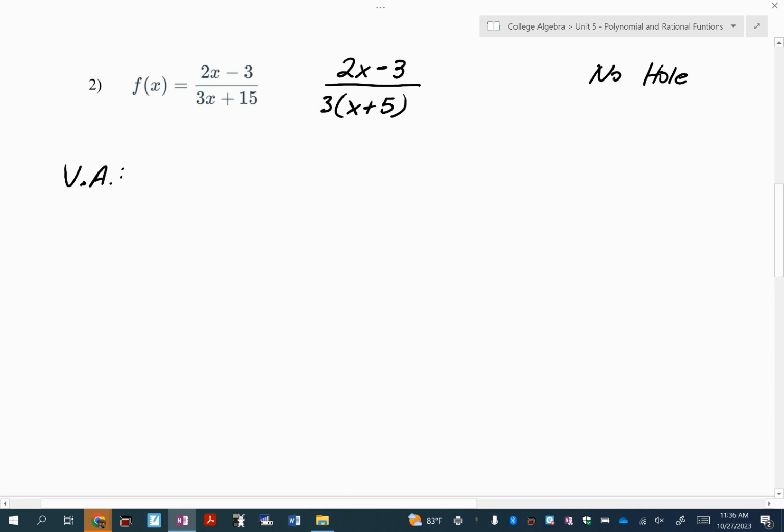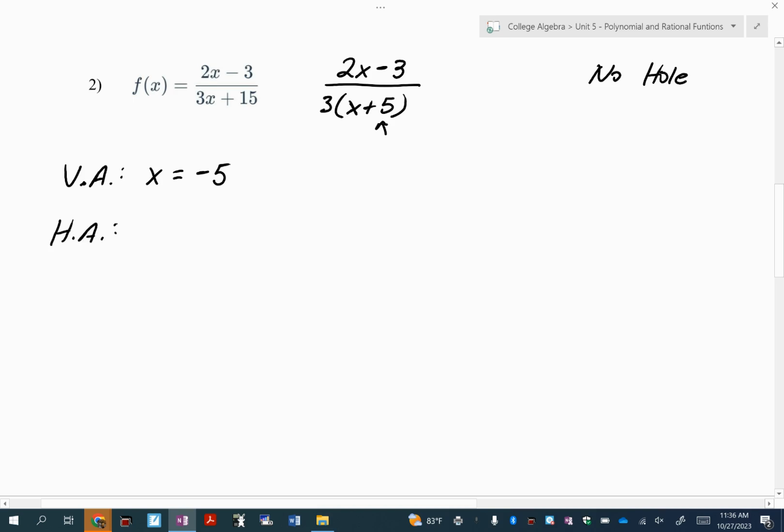Remember, my vertical asymptote is whatever makes my denominator become 0. So if I look at my denominator, it says x plus 5. If I wanted to make that become 0, I would plug in -5 for x. Okay, so that's my vertical asymptote.